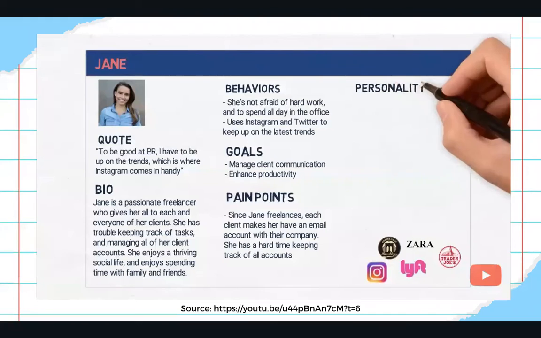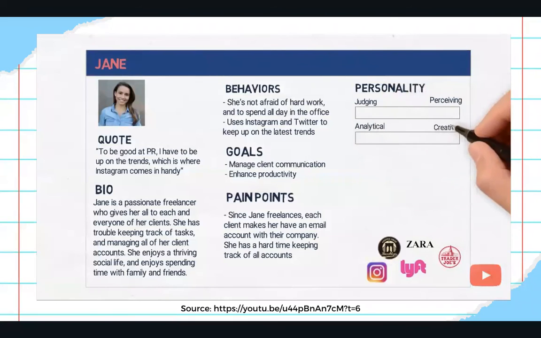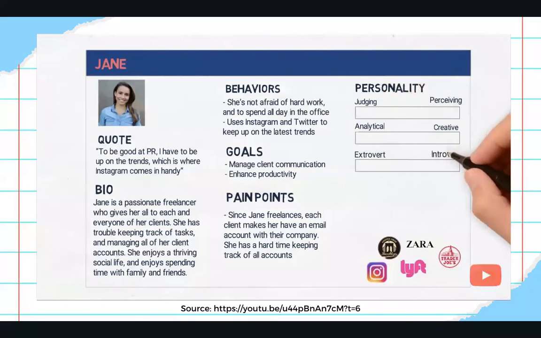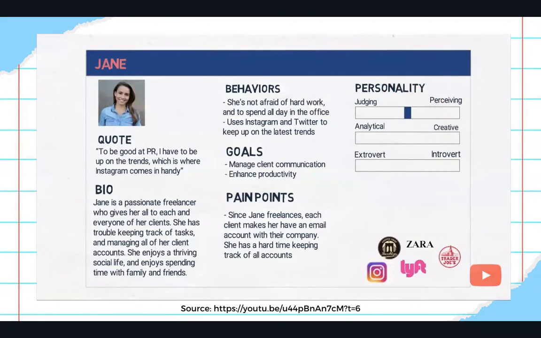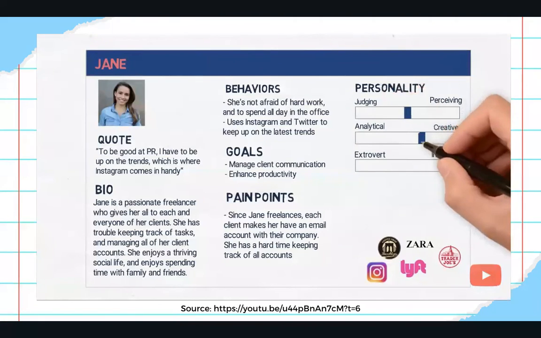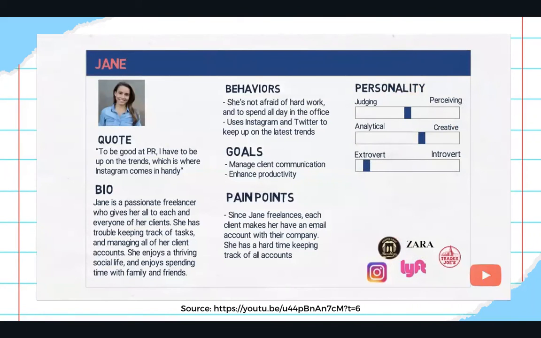This is pulled from the Myers Briggs personality test. While it's a great touch, it's not completely necessary. Jane is social and loves the freedom that freelancing offers her. She is always the first one to arrive at the party and the last one to leave. I've shared a link in the description in case you want more information on the Myers Briggs personality test.